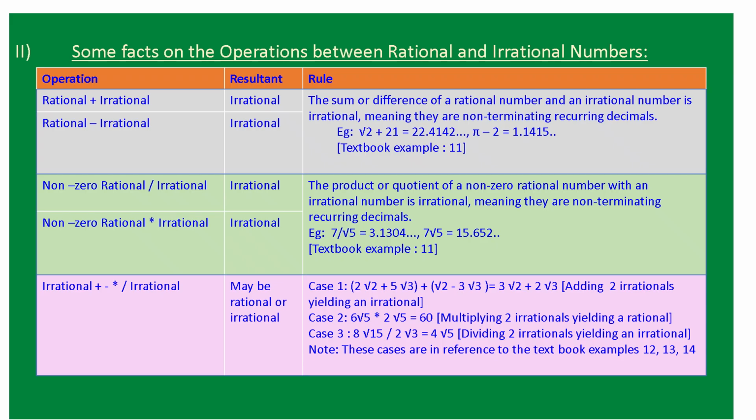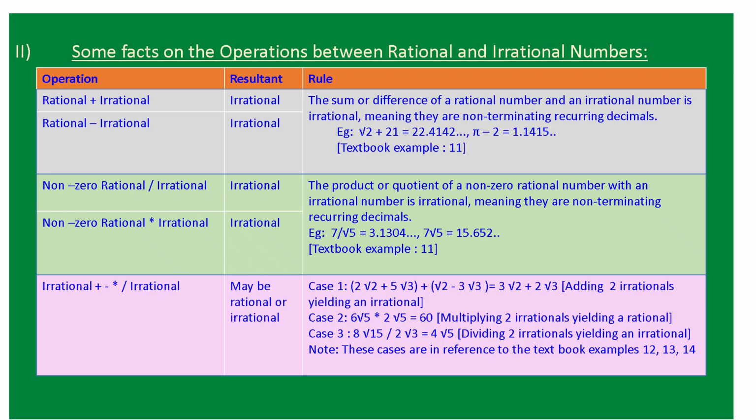These are with reference to the textbook example 11. If we discuss one particular example, root 2 plus 21, root 2 being an irrational number, 21 being a rational number, as you can understand very well, it will result in an irrational number, say 22.41242, which is an irrational number.